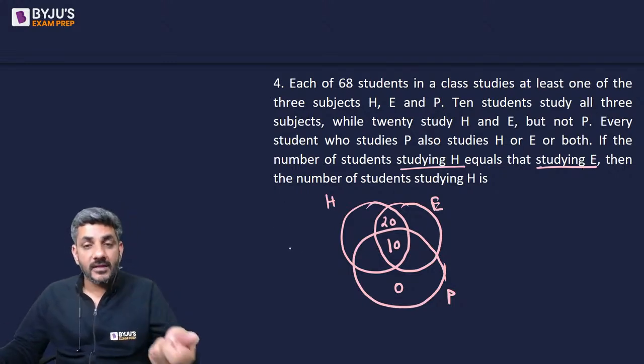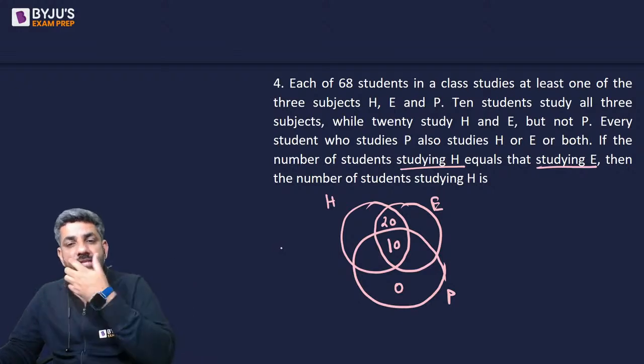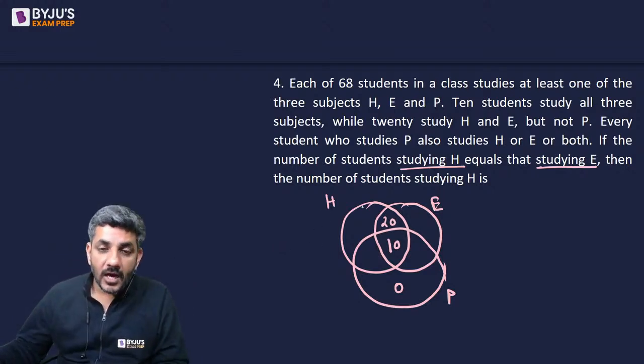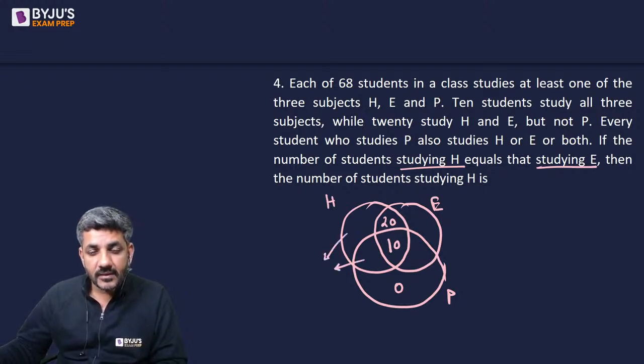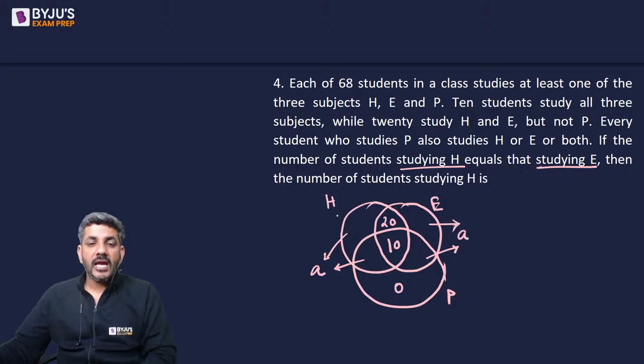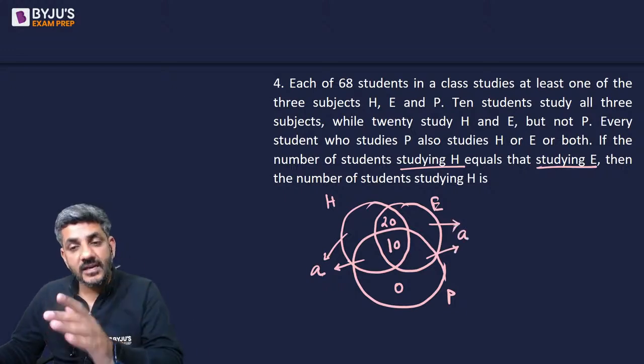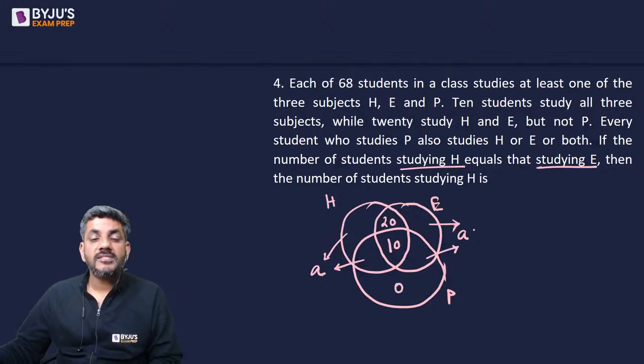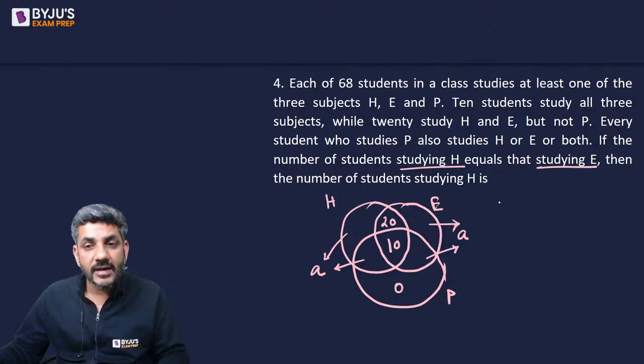जितने भी लोग H पढ़ते हैं, it is equal to the number of students studying E. Now how many students study H? 20 यहाँ है, 10 यहाँ है. Let us say the other two areas, they add up to A. So can I say E would also be studied by A here? Because H is studied by A plus 30 according to that. So E will also be studied by A plus 30 according to that.